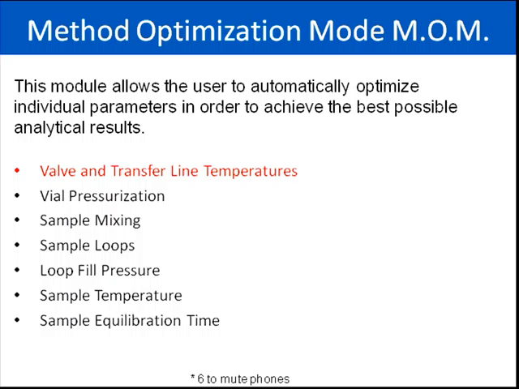The software enables you to set up all of these methods, and you can load up all of your samples, and you can change the time, the temperature, the vial pressurization, the mixing, the loop fill pressure. You're able to change all of these variables by setting up different methods and walking away, and then coming back to analyze your data to find out what are the optimum parameters for each of those.